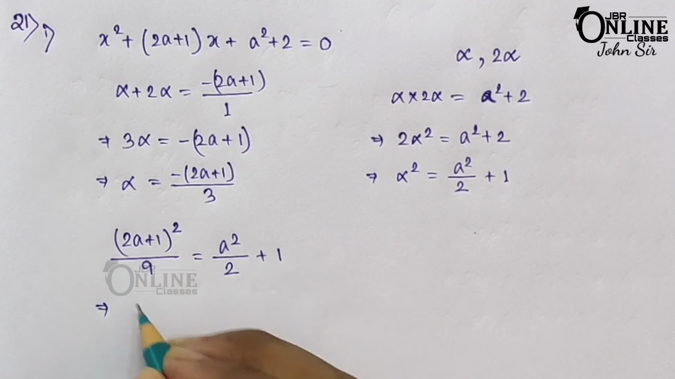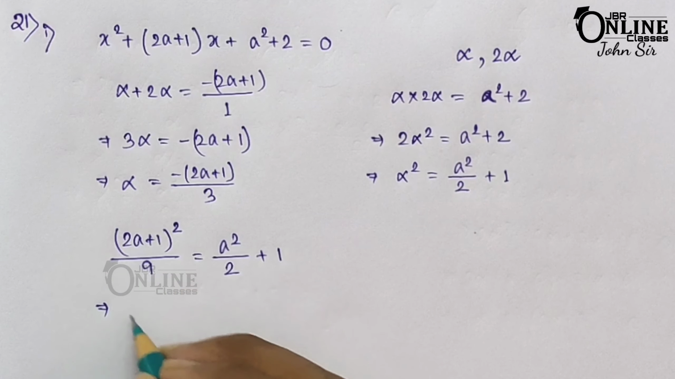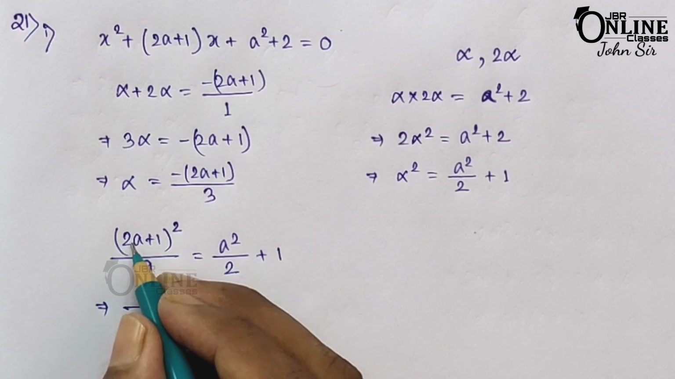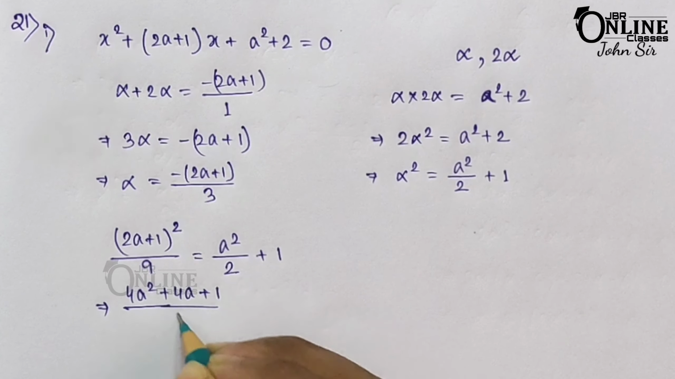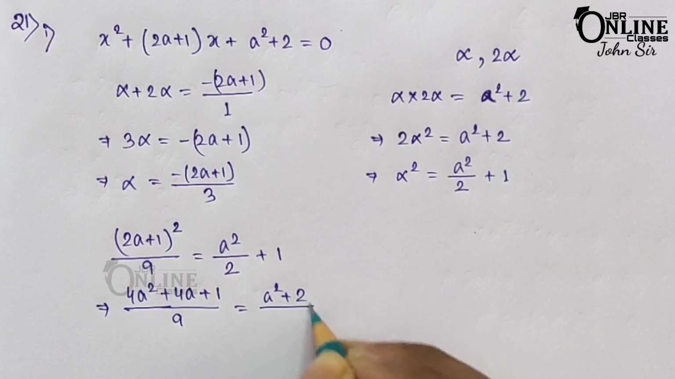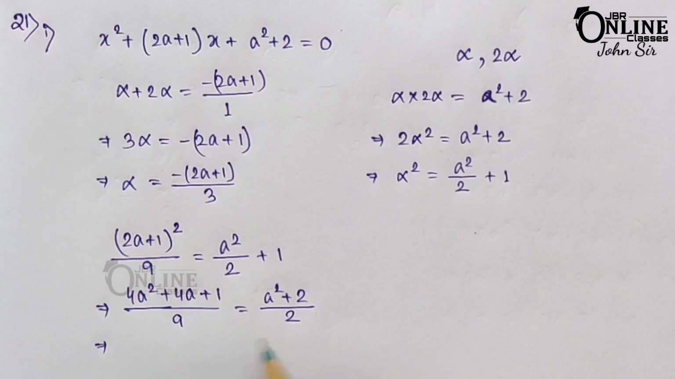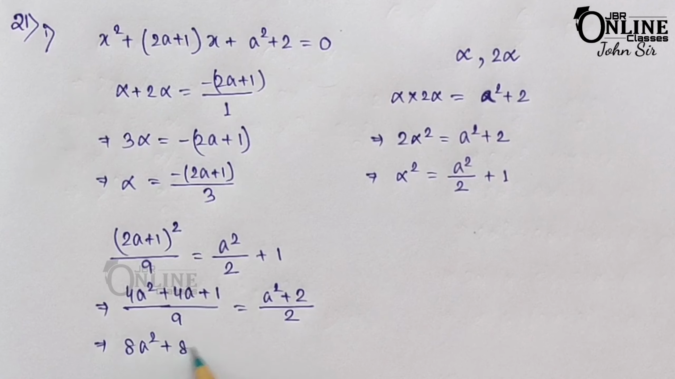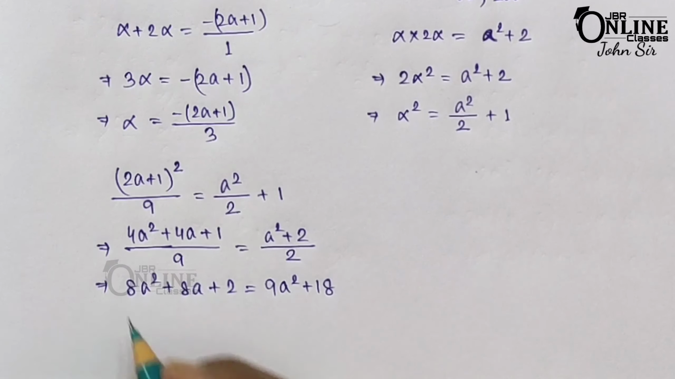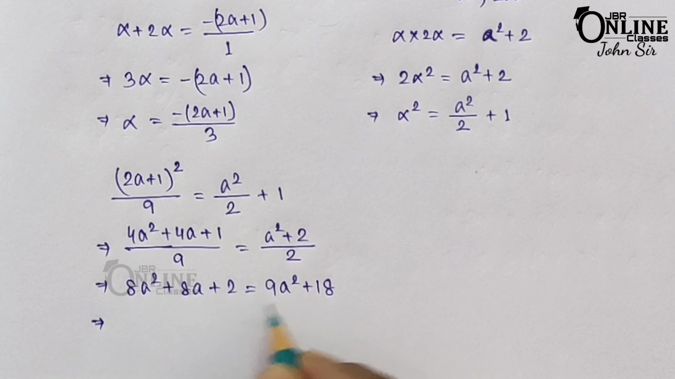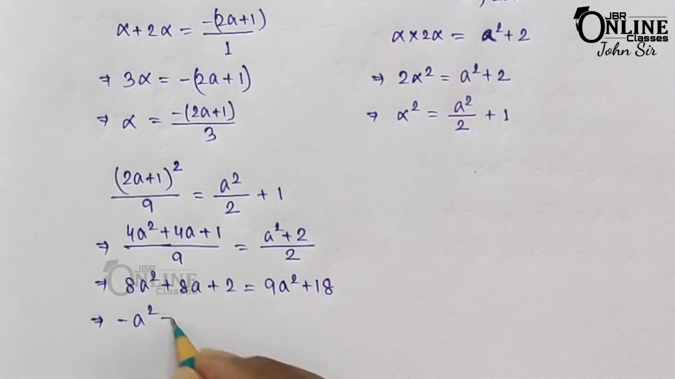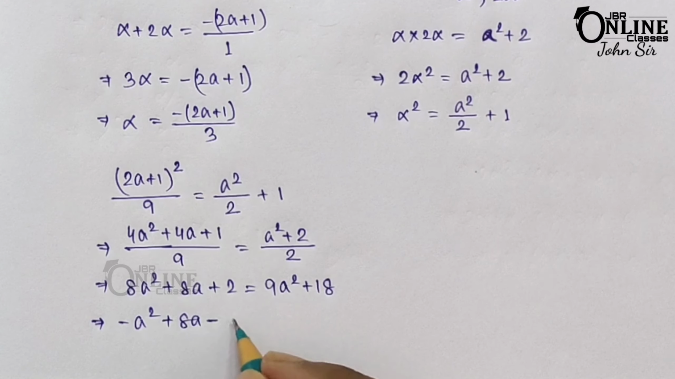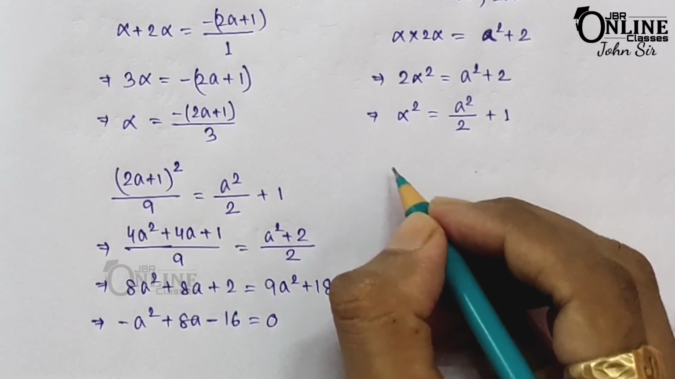Now if you cross multiply, first you have to solve this one using the a plus b whole square formula. So 4a square plus 4a plus 1 divided by 9, and this one will be a square plus 2 by 2. Now cross multiply. It will be 8a square plus 8a plus 2, and this one will be 9a square plus 18. So from that, 8a square minus 9a square, so minus a square plus 8a minus 18, so it will be 16, that equals 0.